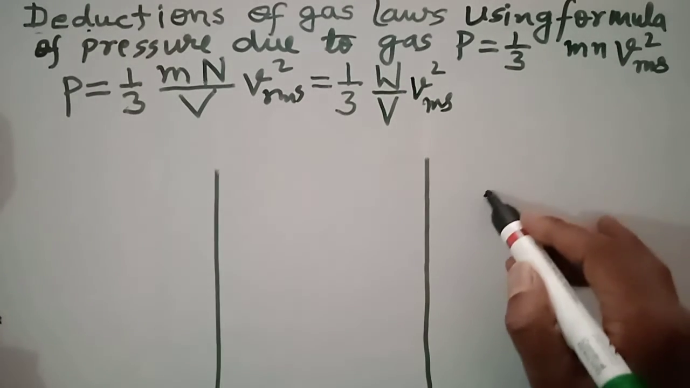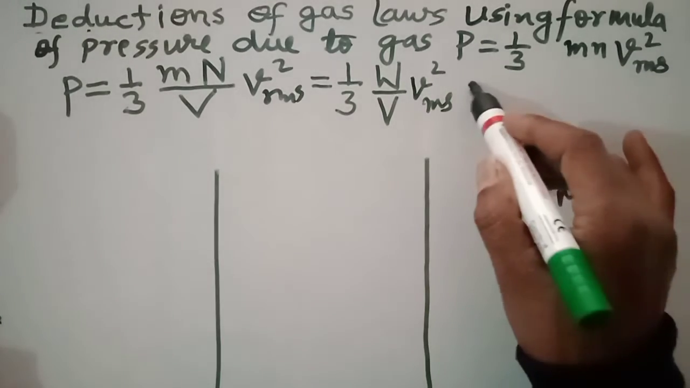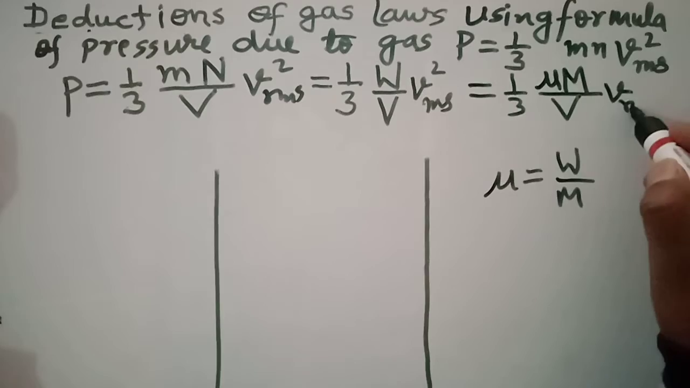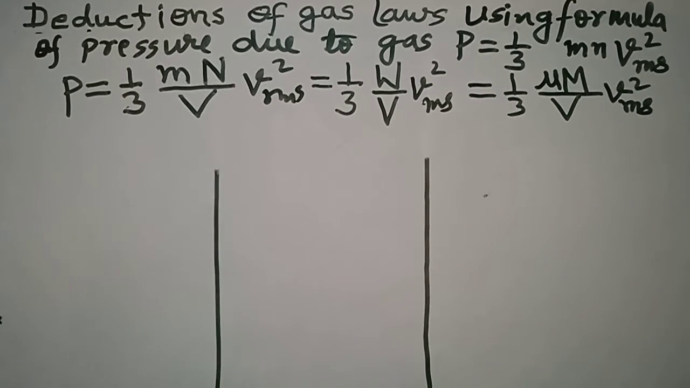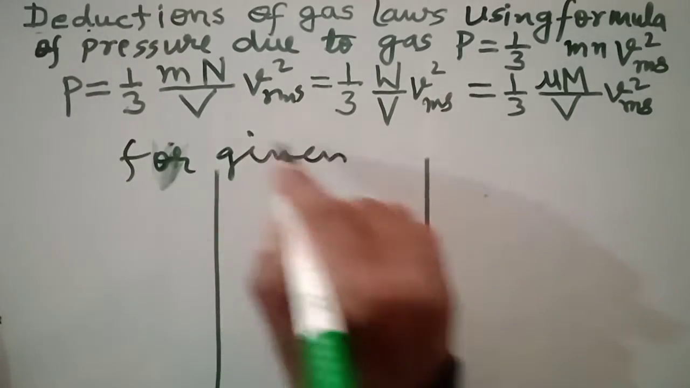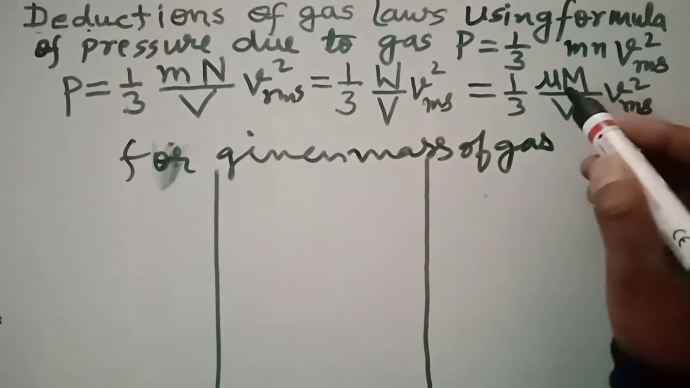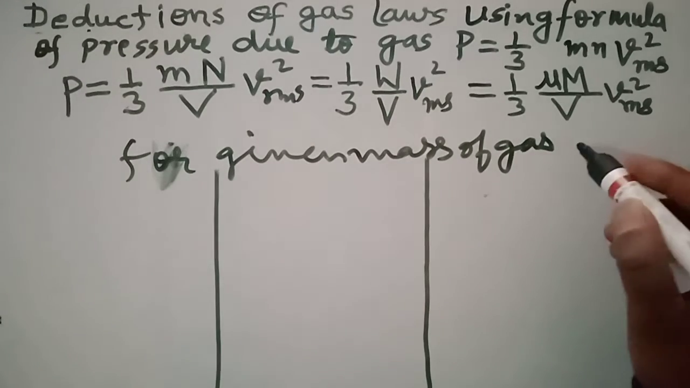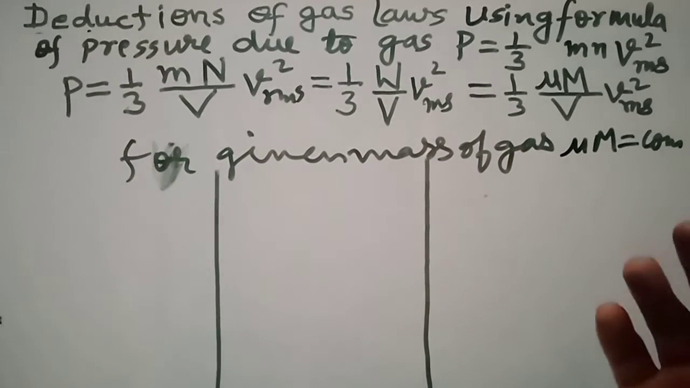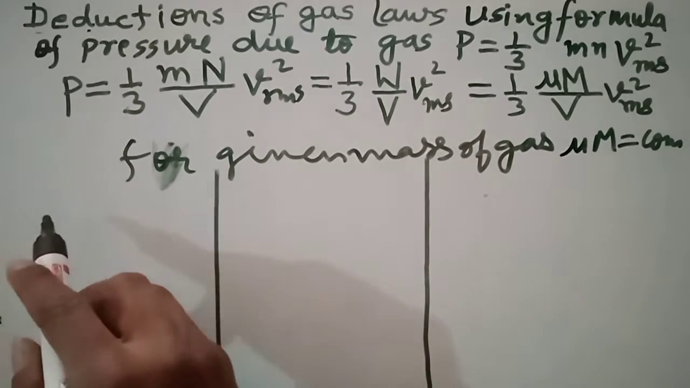And we know the relation: number of moles equal to given mass of the gas upon molecular mass of the gas. So from here we can write 1 by 3 mu m upon V times Vrms square. Now for a given mass of gas, the number of moles will also be the same and m is molecular mass. So this quantity mu m is constant. Actually m is constant, so number of moles are also fixed if we have a given mass of gas.